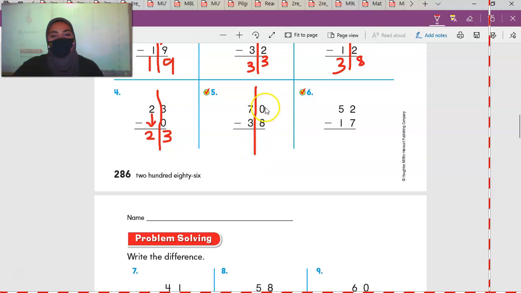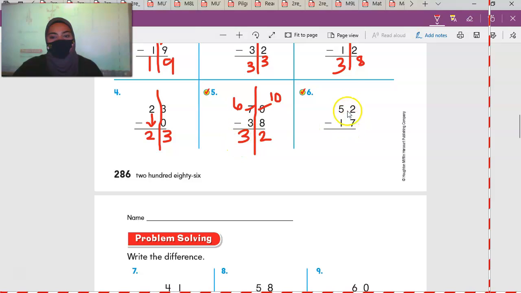Number 5, 0 take away 8. Can I do that? No, 0 is smaller than 8. If the top number is smaller than the bottom number, you have to regroup. 7 becomes a 6, and 0 becomes a 10. And 10 take away 8 is? 2. 6 take away 3 is? 3.